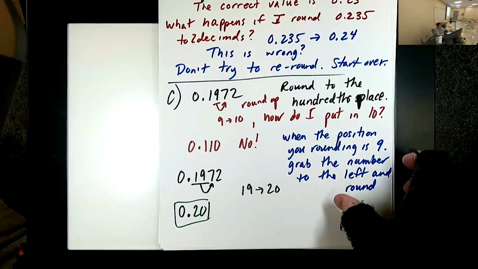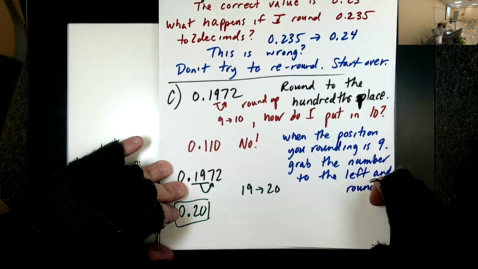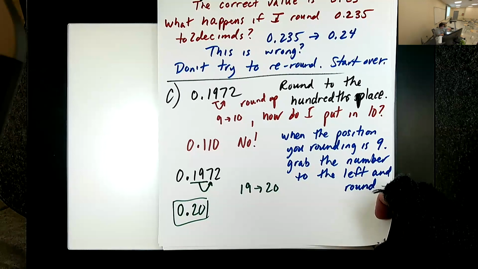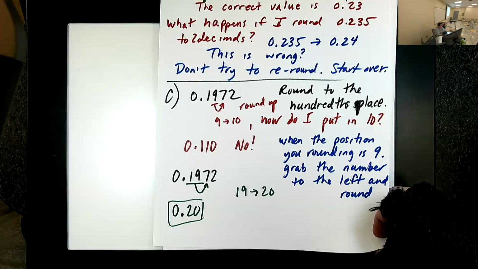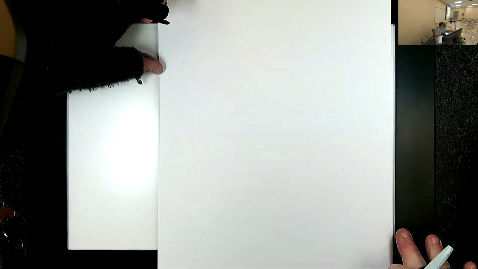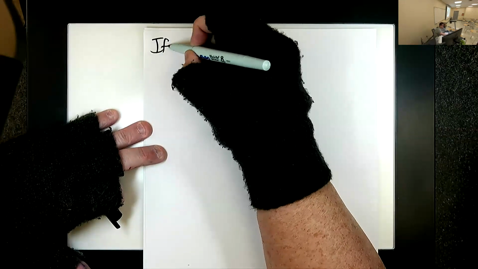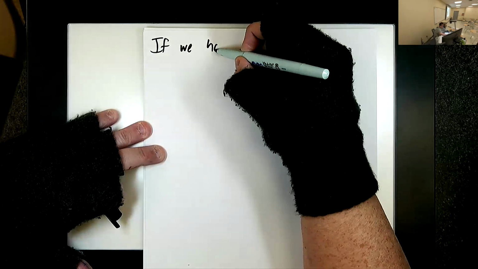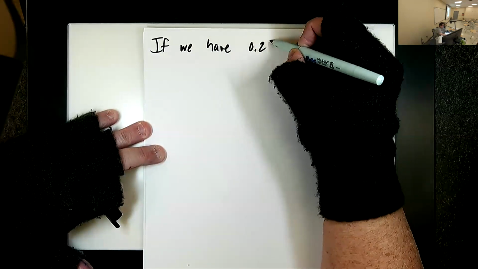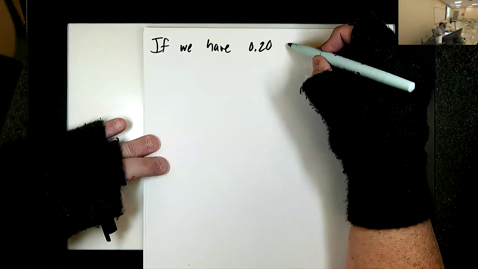You guys ready for some more? All right, so about that 0.20, I want to go through this real quickly. If we have 0.20 for the homework, like we just got from rounding.